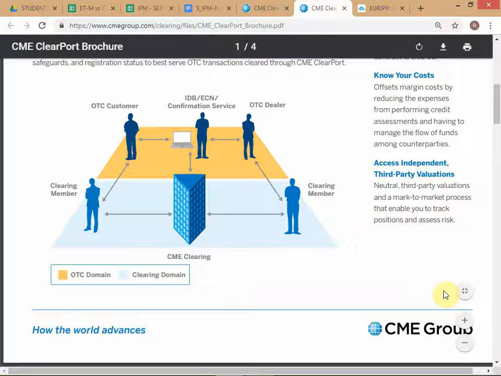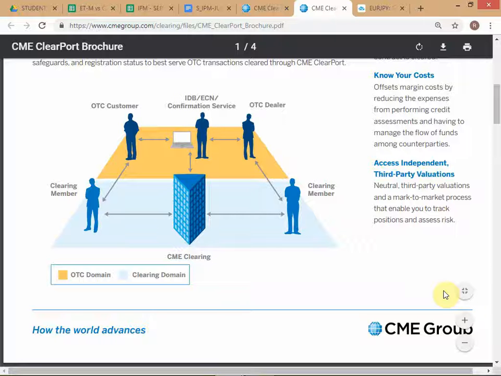So this is the scheme in Clearport. Try to understand. This is actually advanced knowledge on the topic of exchange traded markets versus OTC markets. You should be aware of it because these are current market developments. What is happening in OTC markets in the case of Clearport is that the part with the orange background is the OTC market.